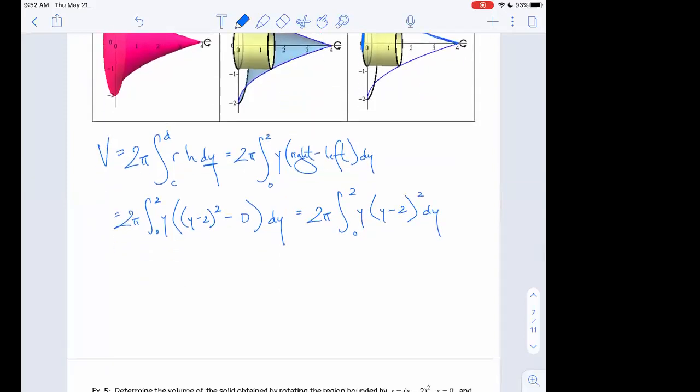So let's talk strategy here. What do I need to do to simplify this in order to be able to take an integral?